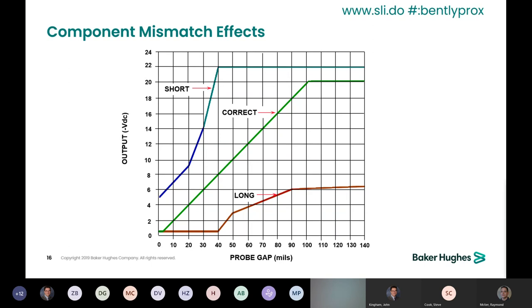When the graph shows a curve that is too long, a 5 meter proximeter is used with a 9 meter cable. Where the graph shows a curve that is too short, a 9 meter proximeter is used with a 5 meter cable.